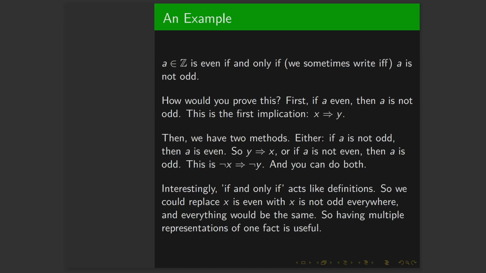And interestingly, these if and only ifs act like definitions. So anytime we see X is even, if we replace it with X is not odd, then everything would still be the same because they literally mean the exact same thing. They have the same truth table. So a definition acts like an if and only if, and vice versa. So let's say you have fact 1, and there are two different ways to represent this fact. Whenever you're proving something, let's say fact 1 implies fact 2, you can use either of the two representations to prove that fact 1 implies fact 2. And this is really interesting. You're showing equivalence here. Okay, this one was long, so I will see you soon.